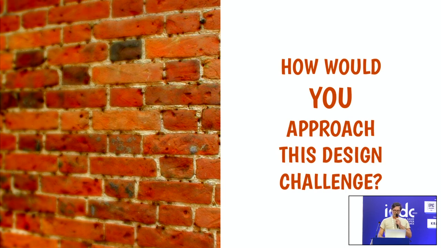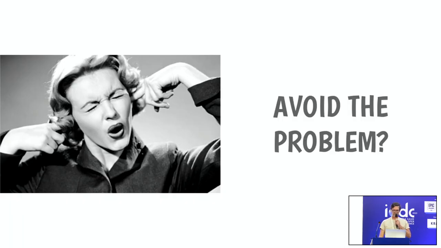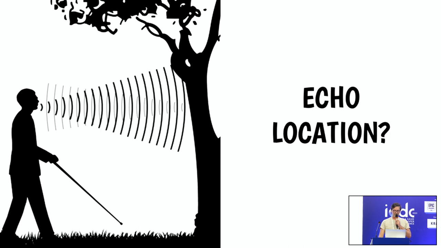So the first option would be that you just don't want to deal with the problem, and you just want to avoid it. The second option is to implement some kind of echolocation feature. So the avatar could produce some kind of sound, and then the reverberations would indicate where the walls would be.